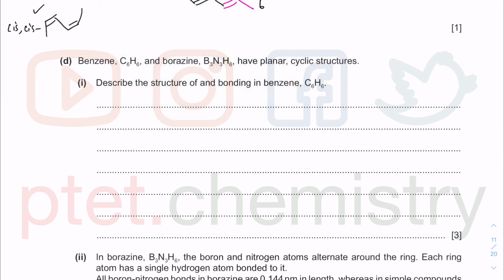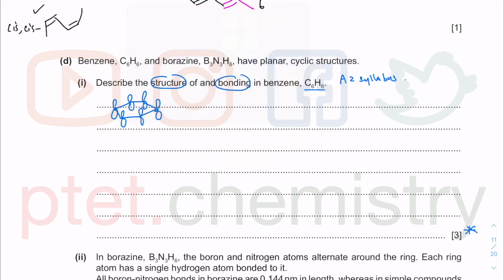This next one is a long essay question for 3 marks. Describe the structure and bonding in benzene C6H6. This is as stated in the A2 syllabus. You must be able to do this. What I'm going to do really is I'm going to sketch out a picture, and they never said that you cannot show a simple picture. In fact, you can always show a simple picture to make your idea a bit clearer.